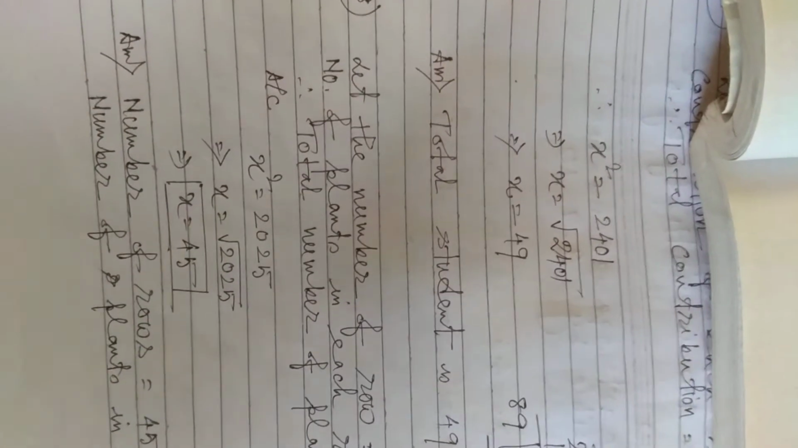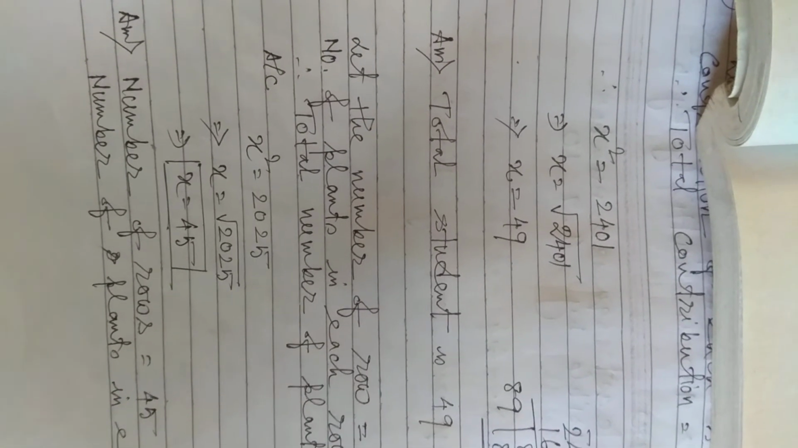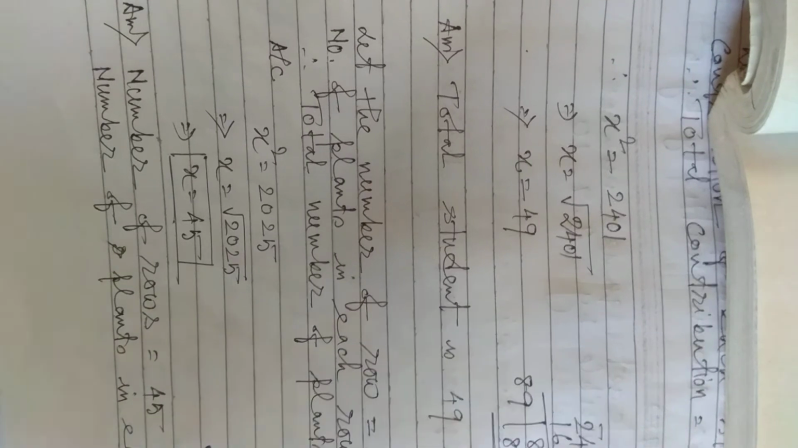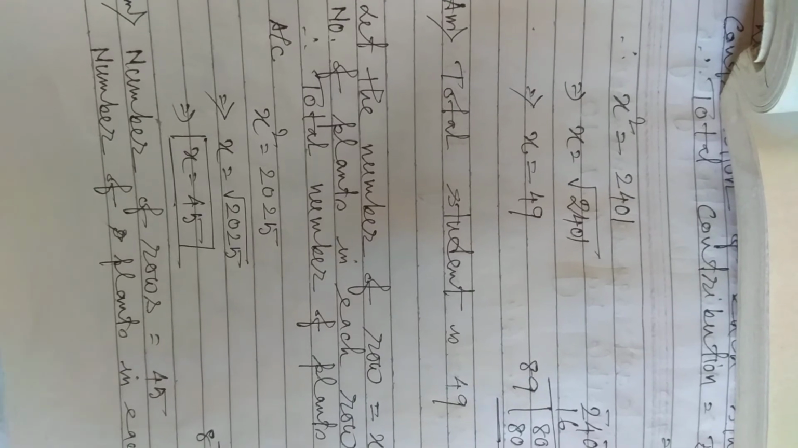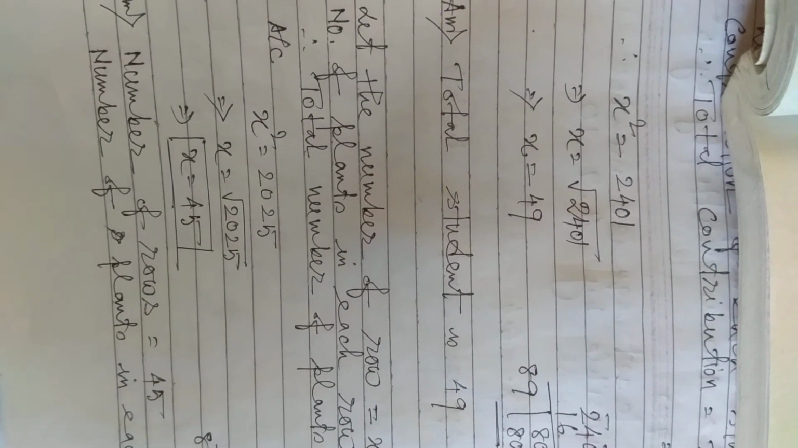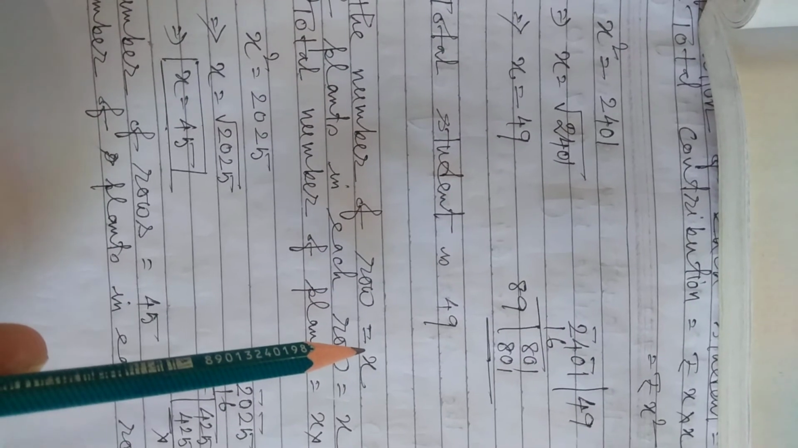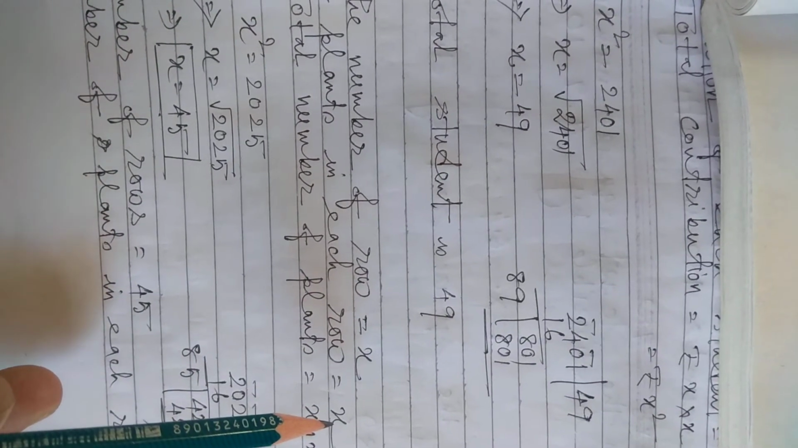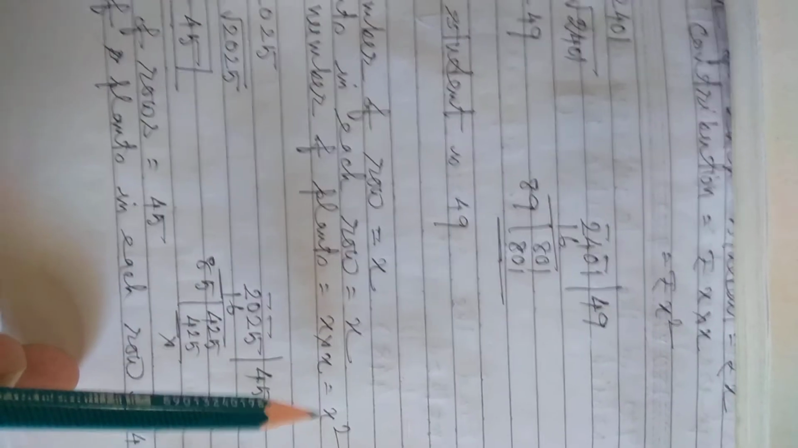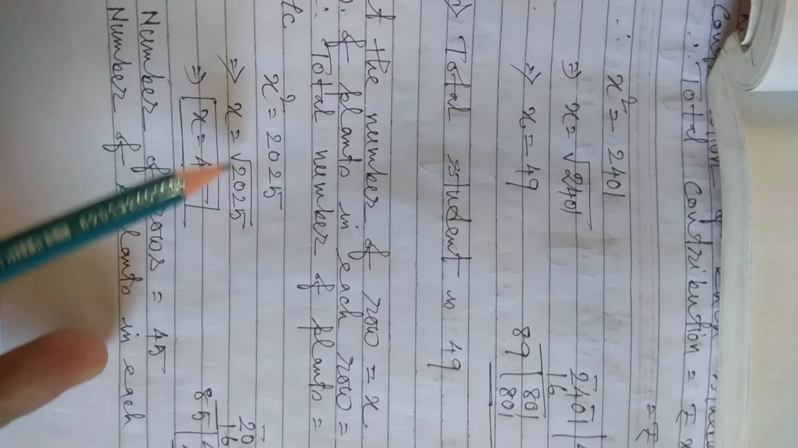Next, question number 8. 2025 plants are to be planted in a garden in such a way that each row contains as many plants as the number of rows. Find the number of rows and the number of plants in each row. So let the number of rows equal x, and according to the condition, the number of plants in each row is also x. Therefore, the total number of plants equals x into x, that is x square. So x square equals the total number of plants, 2025. So x equals root over 2025.